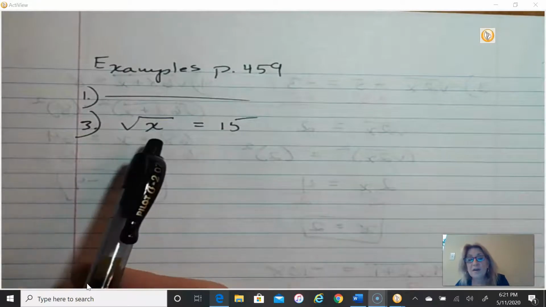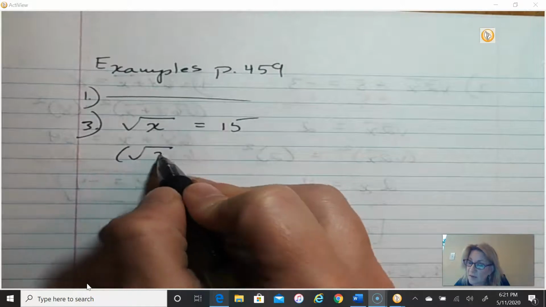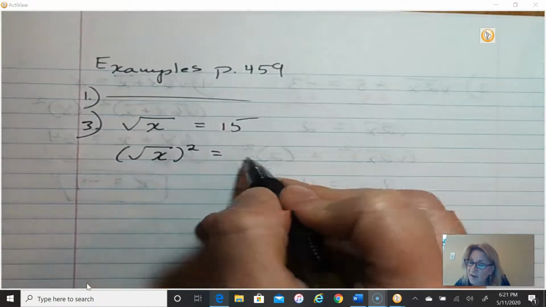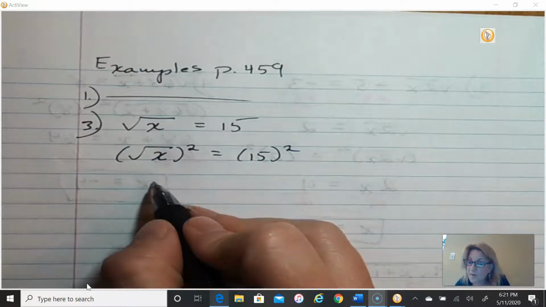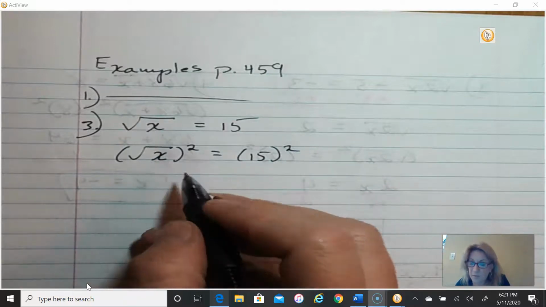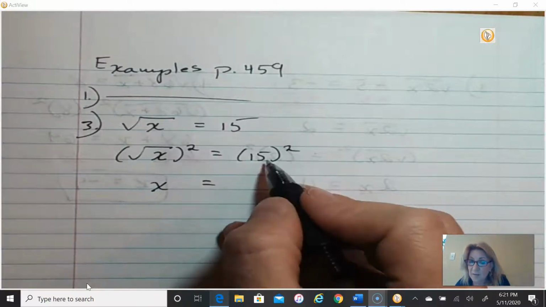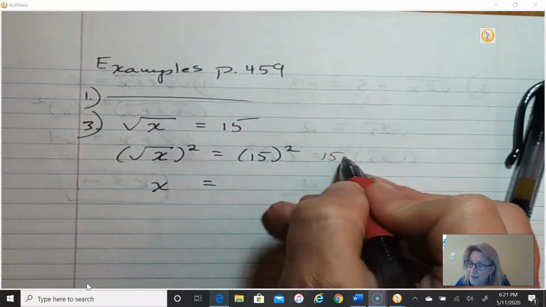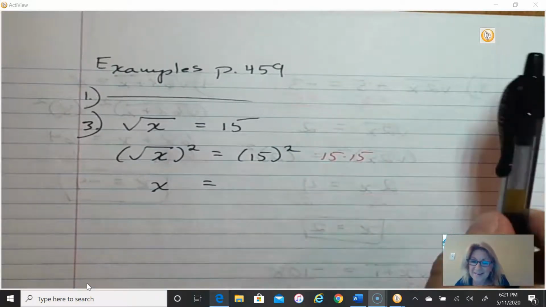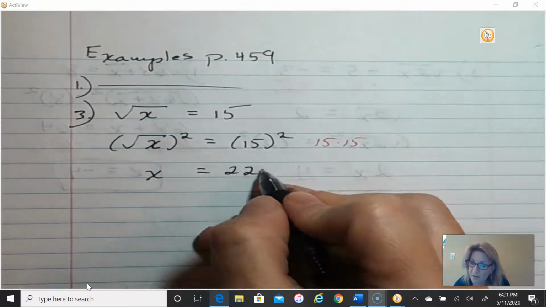We've got to remember, see what x equals. So we're going to square both sides, and when you square the square root of anything, it's itself. And 15 squared means 15 times 15. So I hope y'all are remembering that. My gosh, everyone makes that mistake, even your math teacher. You get 225.